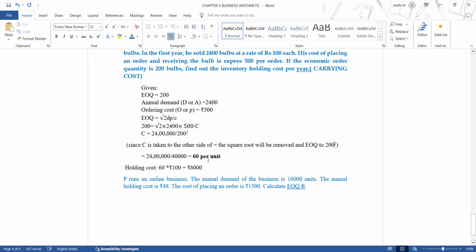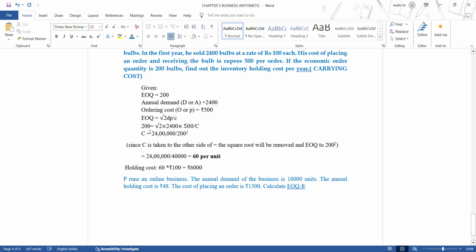Now to find holding cost, he sold 2,400 bulbs of rupees 100 each. To find holding cost, all you have to do is multiply 60 into rupees 100 to get the carrying cost or holding cost. I am explaining once again.